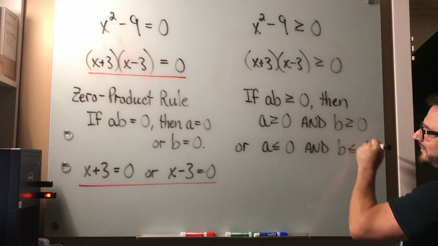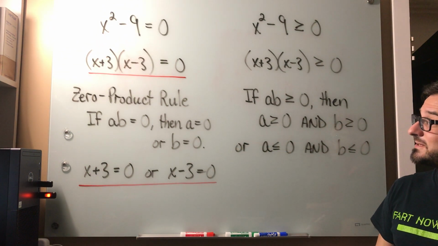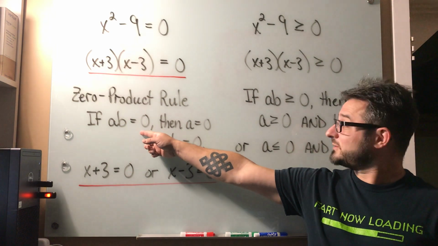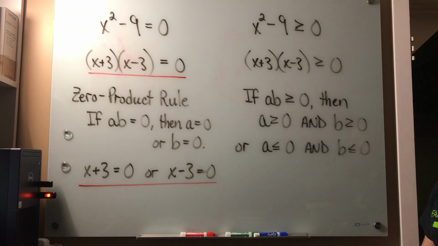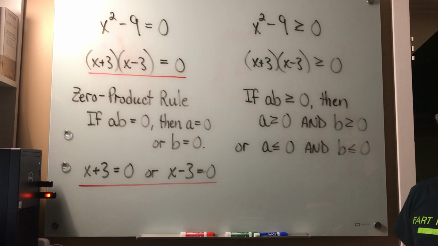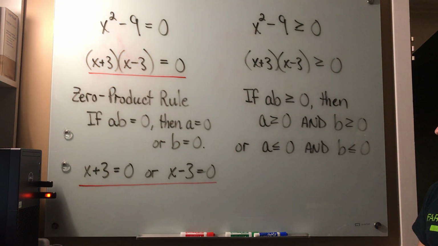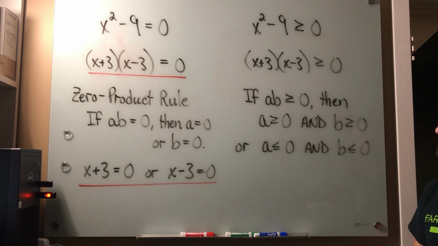Note that this has gotten much more complicated than the original. The original is very direct. If the product is 0, one of the two has to be 0. In this case, though, if the product is bigger than 0, either both must be bigger or both must be smaller. Not exactly as nice of a rule, is it?